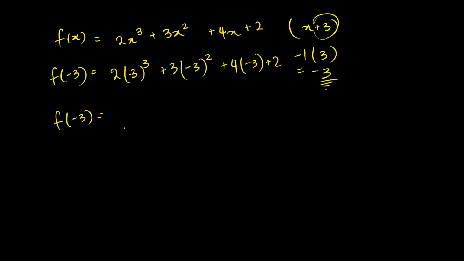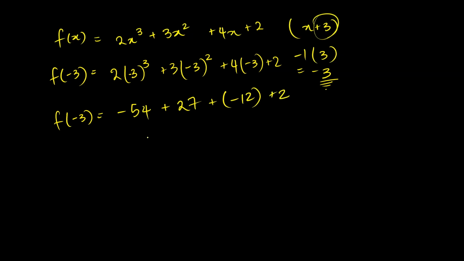do you want to go the long route? So -3 cubed, that's equal to -27 and multiplied by 2. That would be -54, right? Plus -3 squared is +9, and +9 times 3, that's 27. Then -3 times 4, that's -12 plus 2, right?